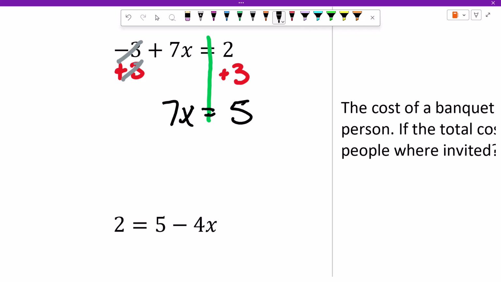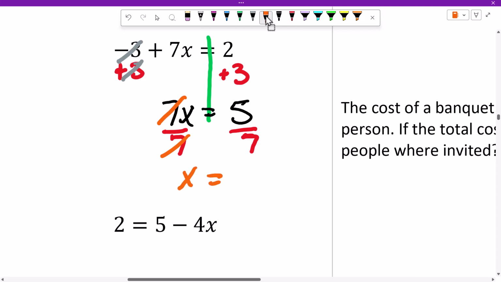So we're not done yet because the x is not by itself. How do you get rid of that 7? Divide it, right? And since this is whole numbers here, we divide by 7. We cancel out the 7s, we're left with the x, and we have 5 over 7. So we don't make it into a decimal unless it has a decimal.